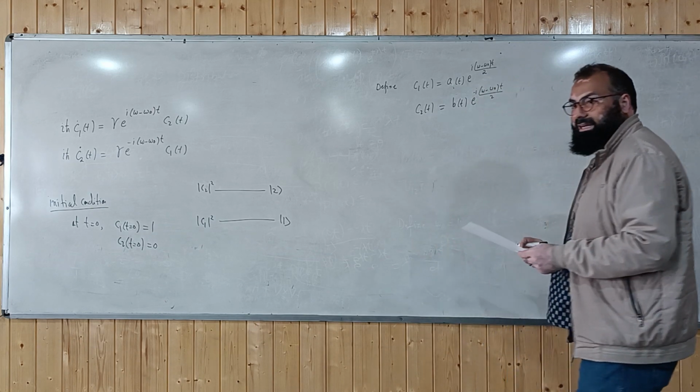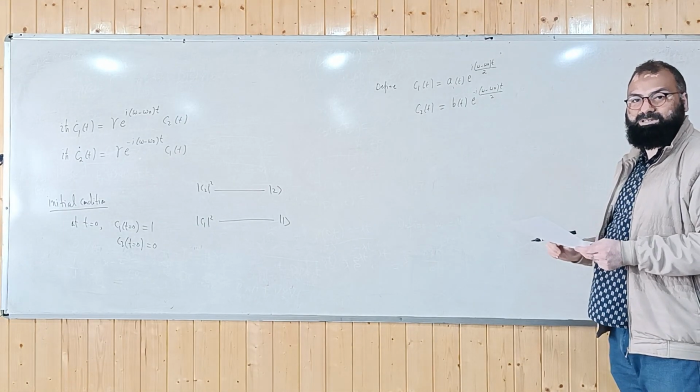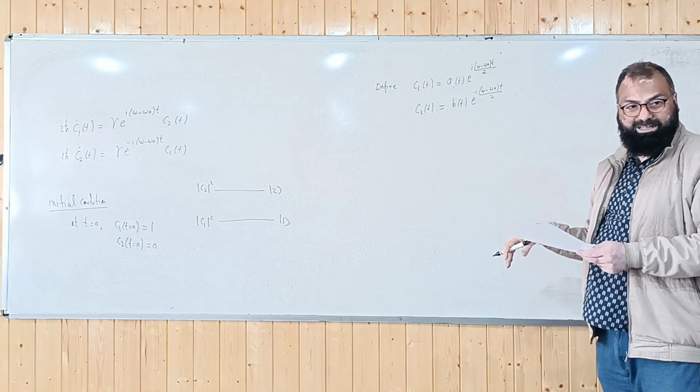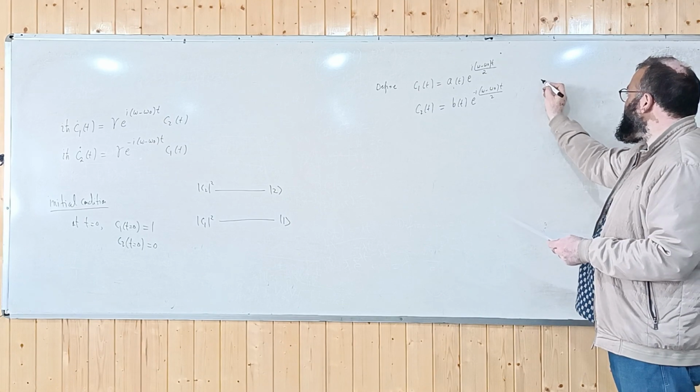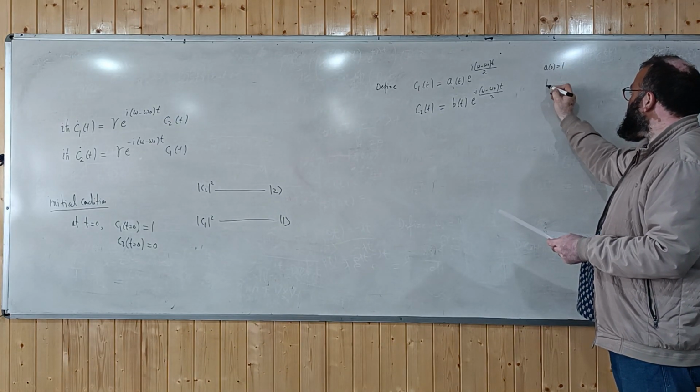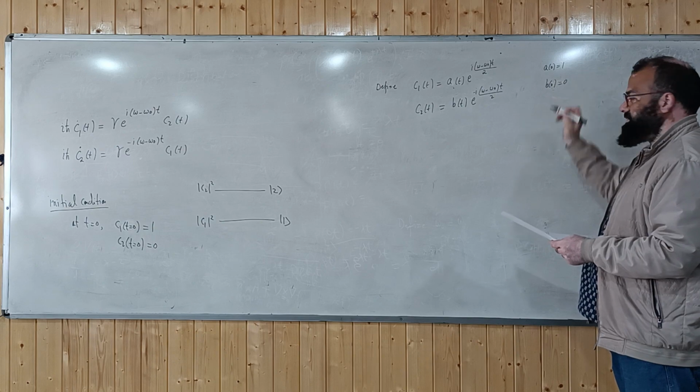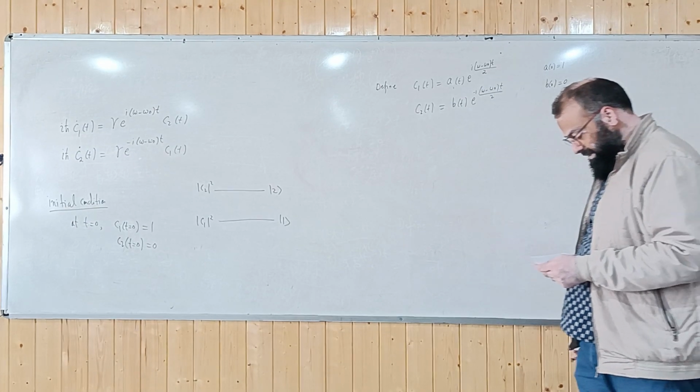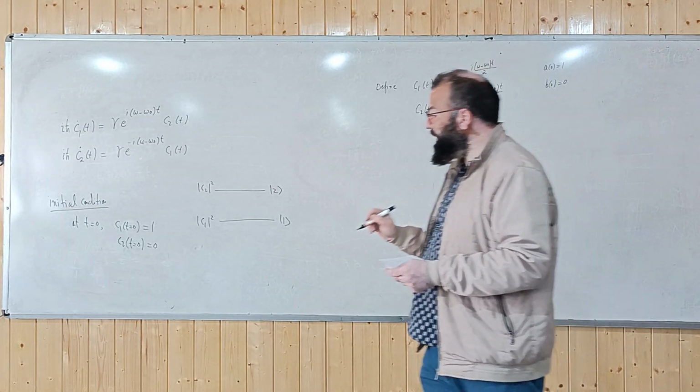So what will be the initial condition in terms of A? I am simply transforming it into new variables. Okay, so what will be the initial condition? If A of 0 is equal to 1, B of 0 is equal to 0. Clear?